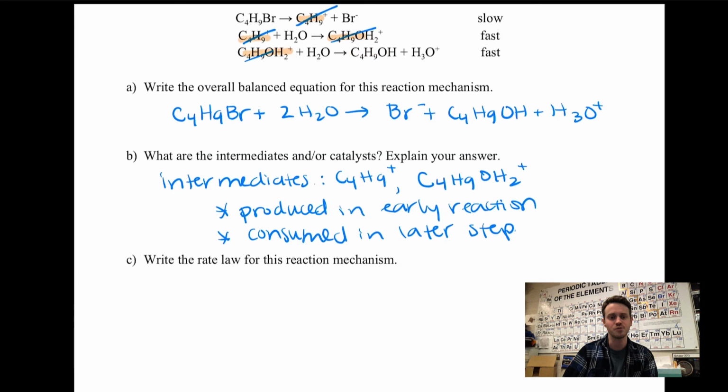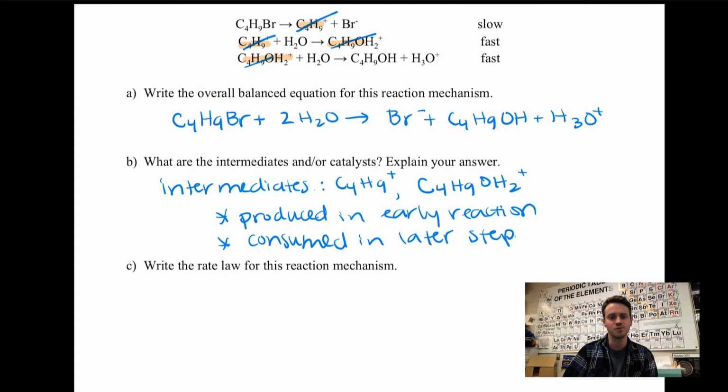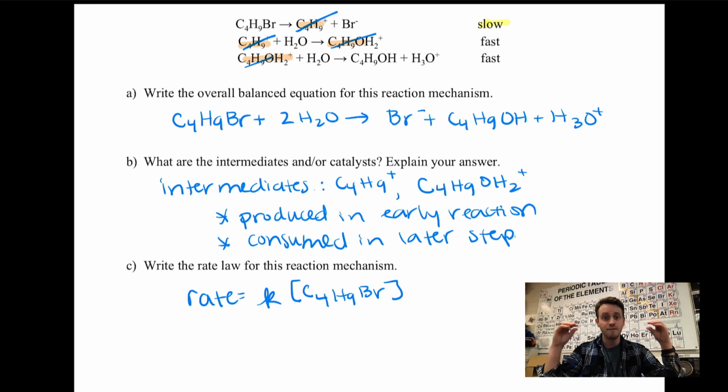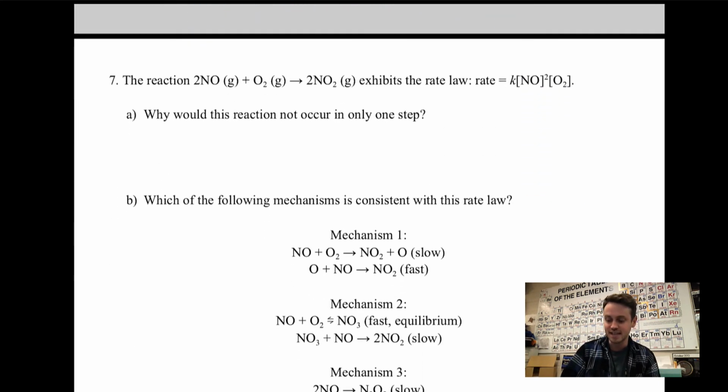If I'm writing a rate law for a reaction mechanism, remember that the step that I want to look at is the slow step. That is going to be the rate determining step. Remember, you're only as fast as your slowest lap in a relay race. So rate is equal to K times the concentration of C4H9Br. I just wrote the rate law for the first elementary step.